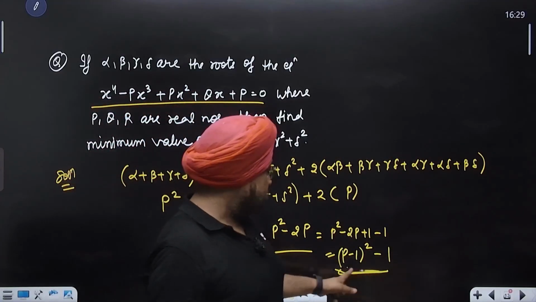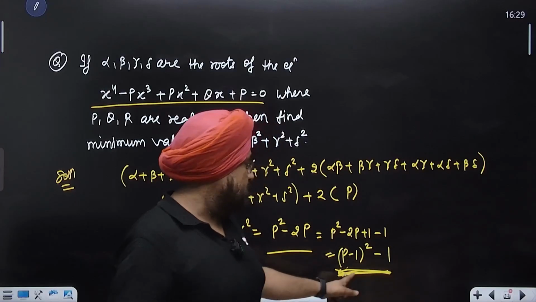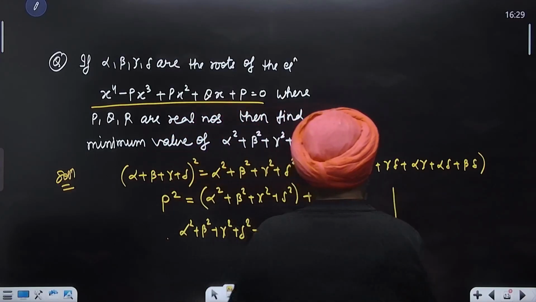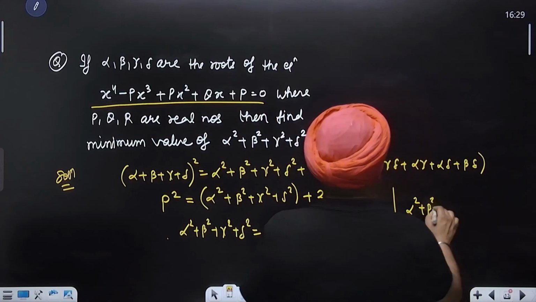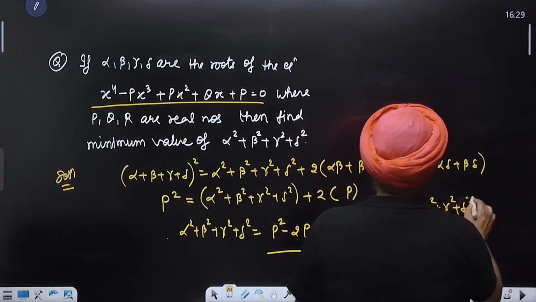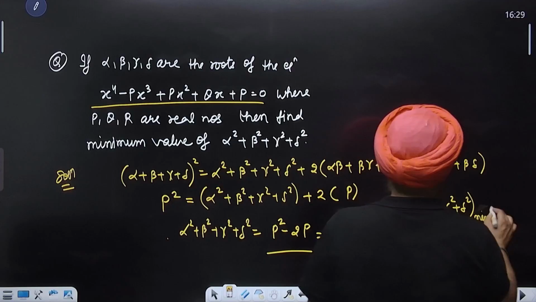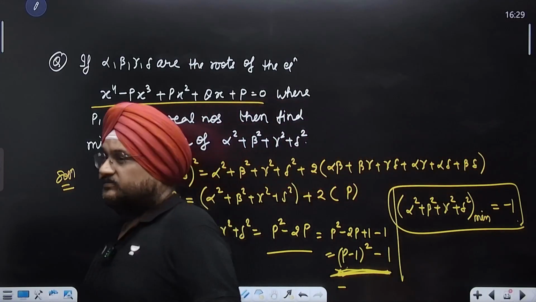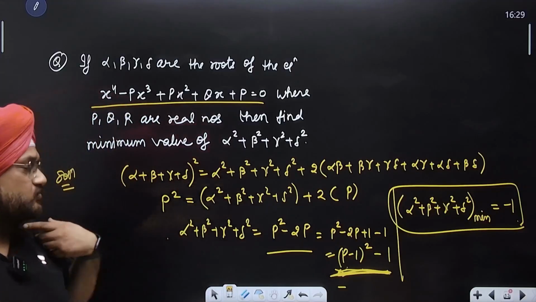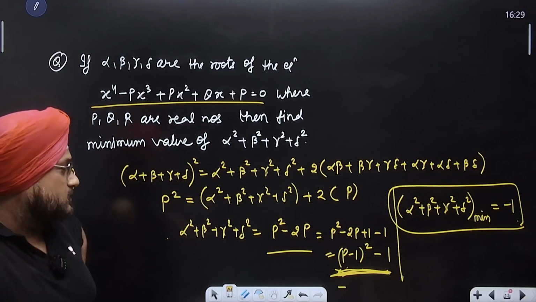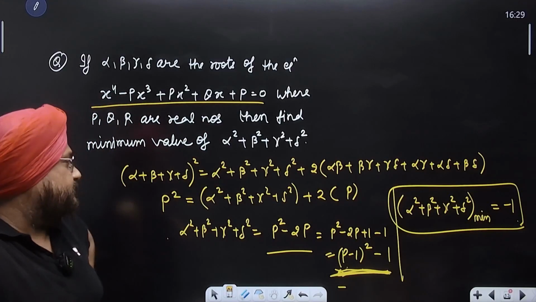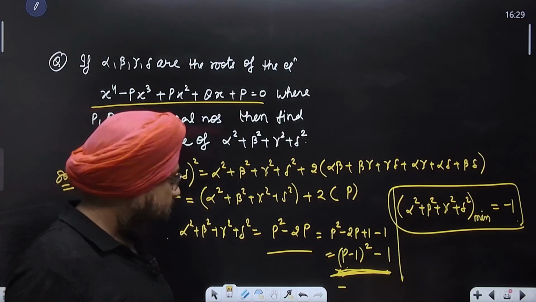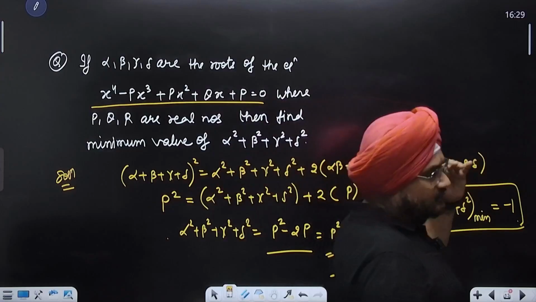When p is equal to 1, this expression is minimum. So the minimum value of alpha square plus beta square plus gamma square plus delta square is equal to minus 1. The minimum value of the sum of squares of the roots is minus 1. Okay. So in this case the roots must be non-real. That's why the sum of squares is coming out to be negative.